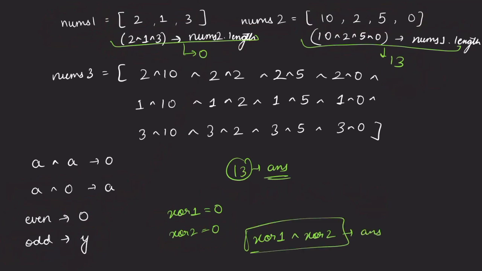So here we will be running only one loop inside nums1 and only one loop inside nums2. So let us suppose that the length of nums1 is n and that of nums2 is m, so the time complexity will be order of n plus m. And we will not be taking any extra space, so the space complexity will be constant, right? So let's quickly look at the code.